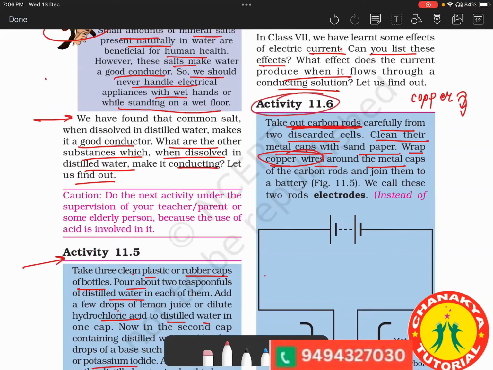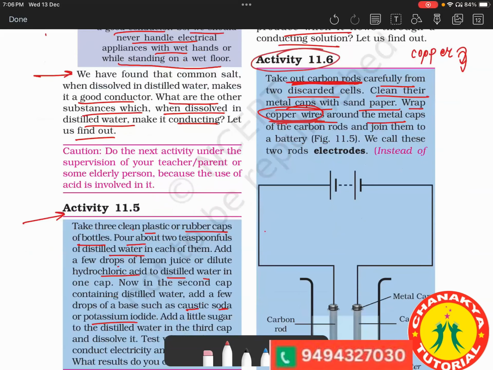Clean their metal caps with sandpaper, wrap copper wires around the metal caps of the carbon rod and join them with the battery. So why have we wrapped them with the copper wire? Because they are good conductors. They conduct electricity. Good conductors, very good. Sir, while copper is a bad conductor, so it will.